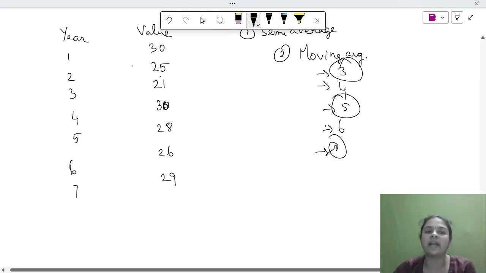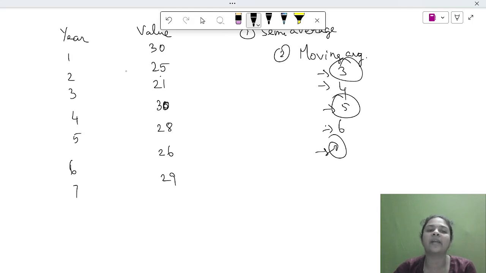So 3 year moving average, let us assume I want to calculate for year 2. Whichever year is asked, that will be the middle year. So this will be the middle number. How many years we need? We need 3 years. So you need to take one before, one after. Suppose they ask you to calculate 3 year moving average for year 4, then what numbers you will take? 3, 4, 5. Very good. 3, 4, 5. So like that you need to take.